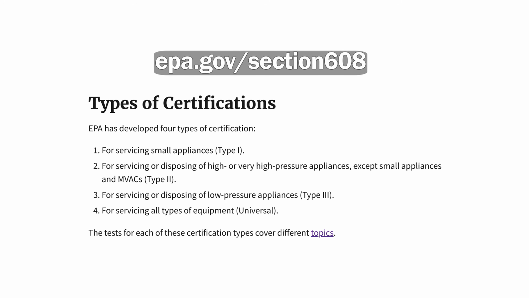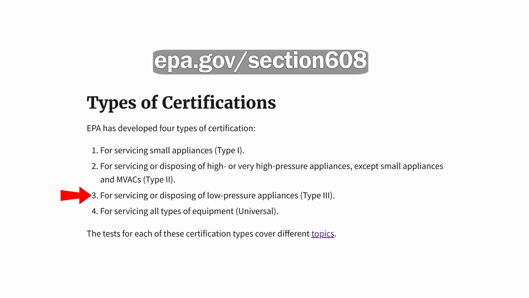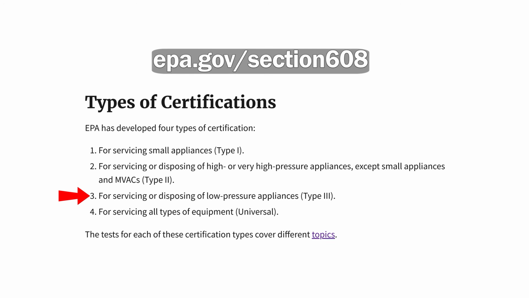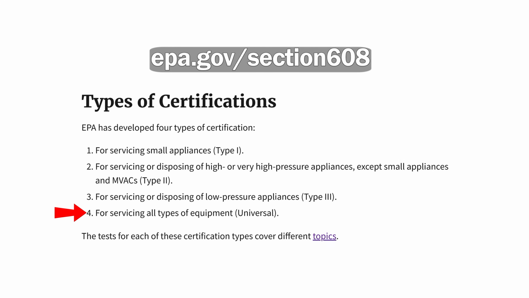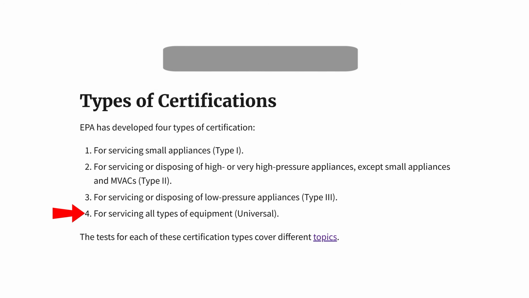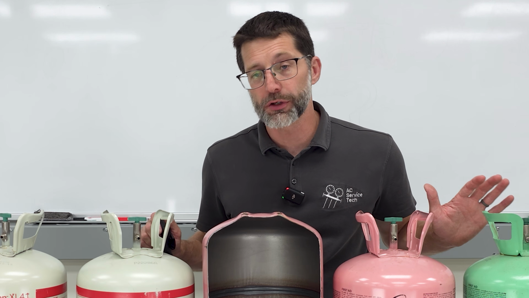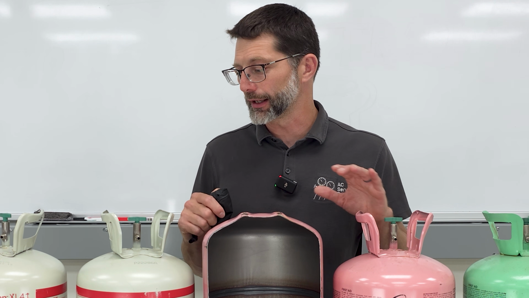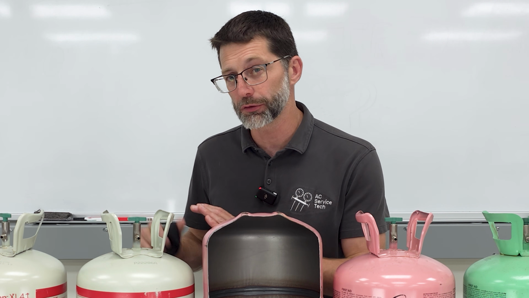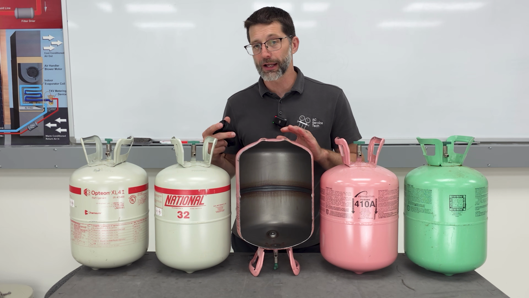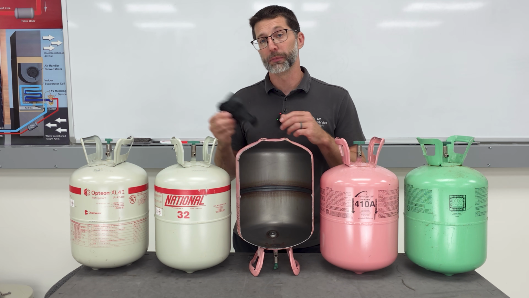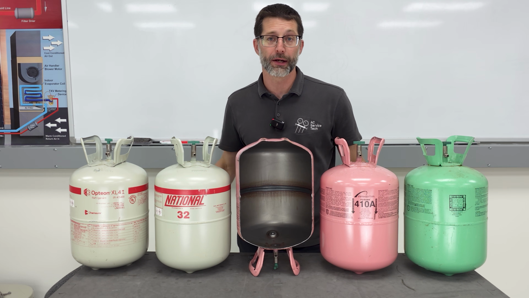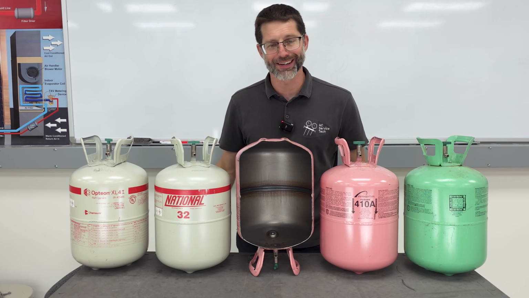And if you want to work on low pressure, larger commercial units, you'd need a Type 3 certification, or you could just get a universal EPA 608 certification that'll handle working with any type of refrigerant on the market. Before working with these refrigerants out in the field, you want to make sure that you're working with a licensed contractor to show you how to safely work with these refrigerants. You want to make sure that you have your safety glasses on, that you have fresh air available where you're working, and that you're wearing nitrile or butyl lined gloves so you don't get any chemicals on your skin.